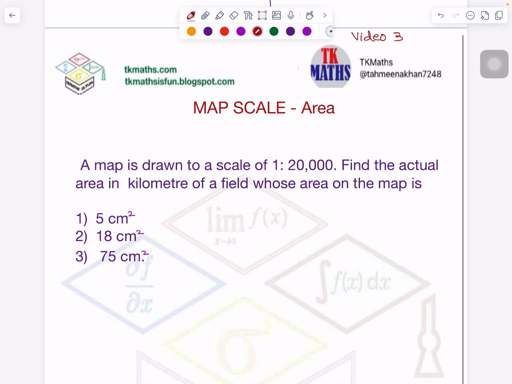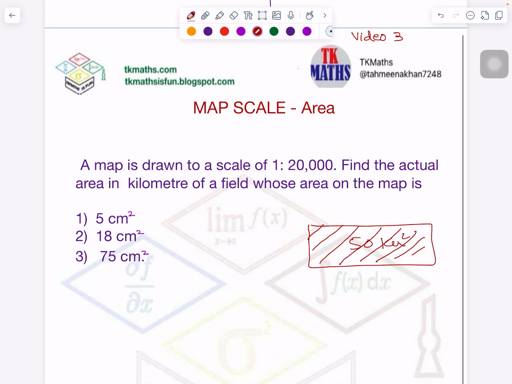So if I want to draw some very big ground, suppose this is my ground, and it has a very big area, for example 50 square kilometer, then how will I draw it on the map? This is what we will study now with the help of a scale.